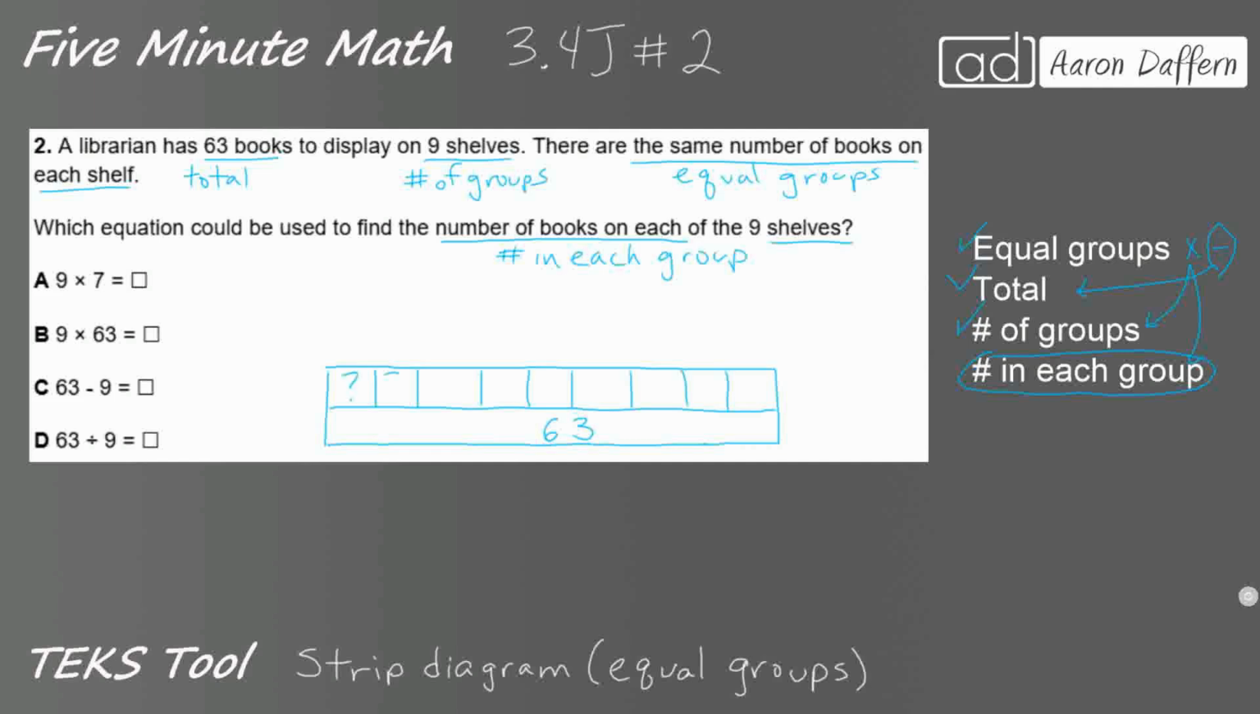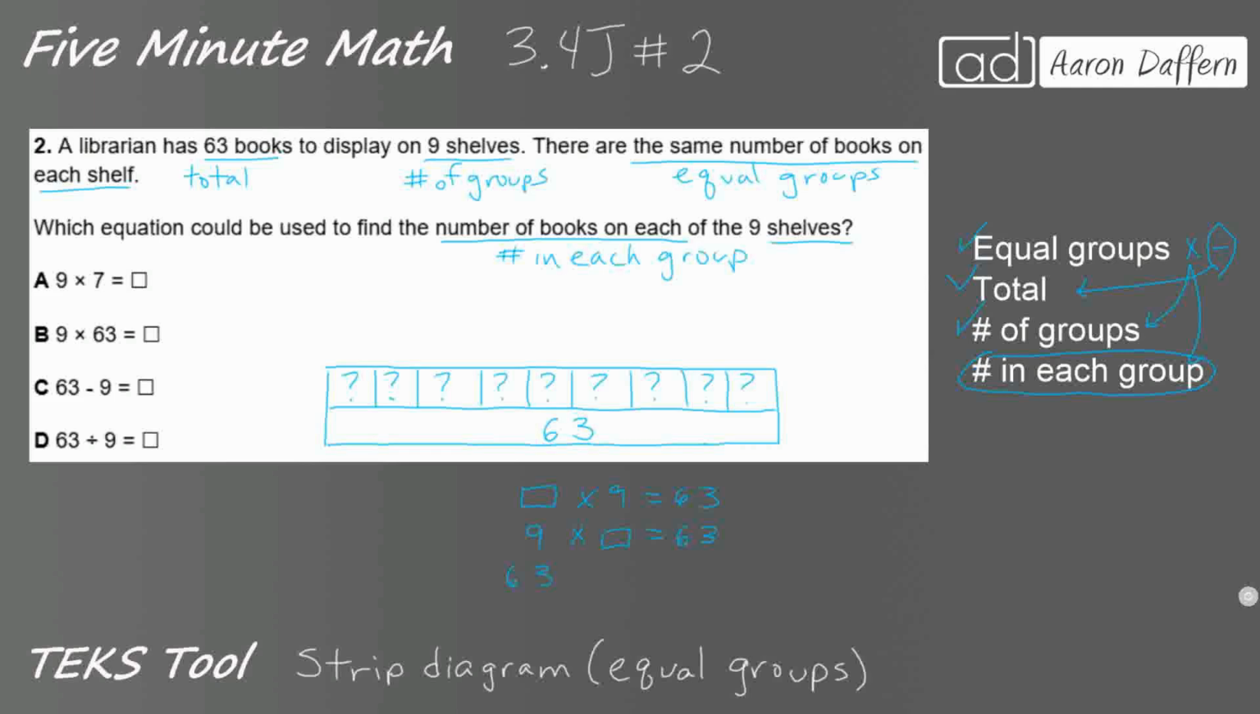And what do we have in each of these groups? Well, that's my unknown. But if I put the same symbol, in this case, question mark in each of these, that means I've got 9 equal groups and they make 63. So I can say my unknown times 9 equals 63. I can say 9 times my unknown. Now, if I know a multiplication fact, I can solve it right now. But I'm looking for an equation.